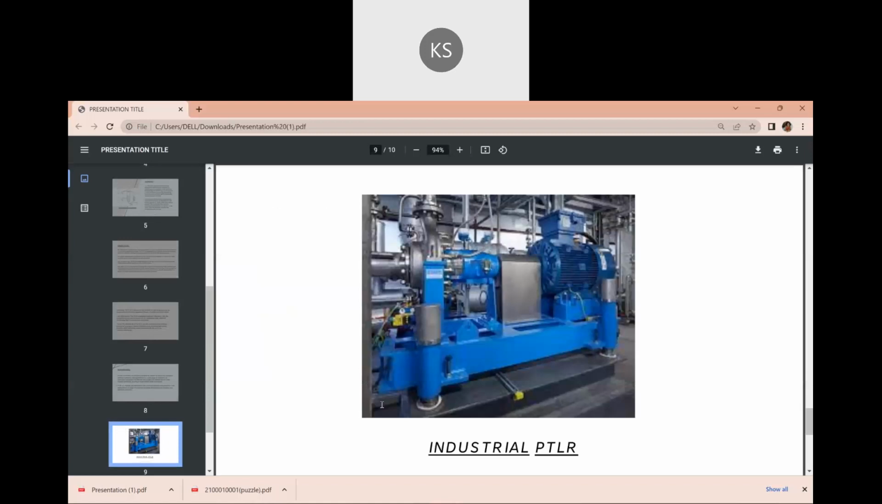So this is an image of a pump tower loop reactor in industrial scale.